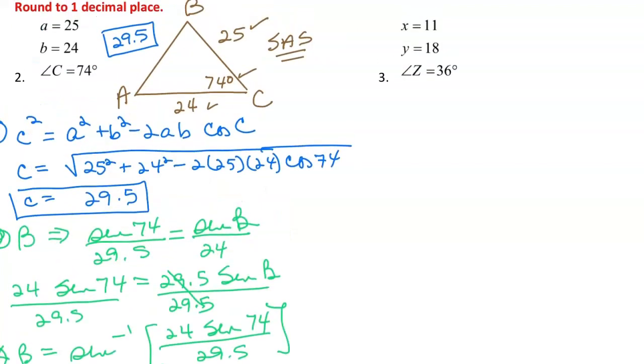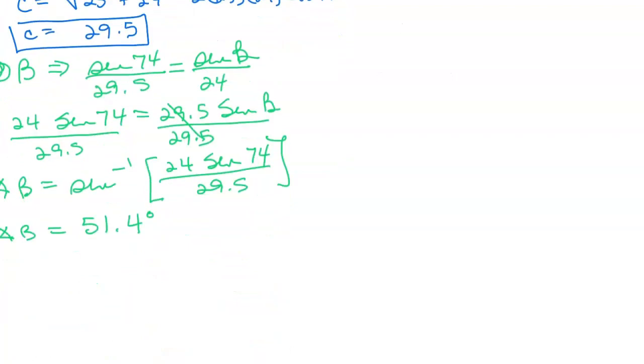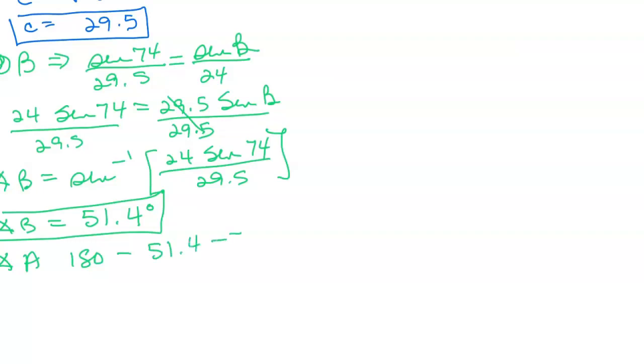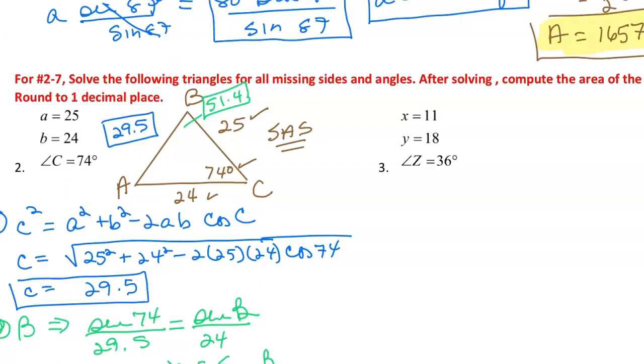Let me come back up here, and this is 51.4, and I am good. To get angle A, I'm going to do subtraction. So angle A is going to be 180 minus the angle I just got, minus the angle I was given, and angle A should equal 54.6 degrees. Okay, I'm going to come up here, and I'm going to put 54.6, and I'm going to box it off. Okay, good. So I've got that.